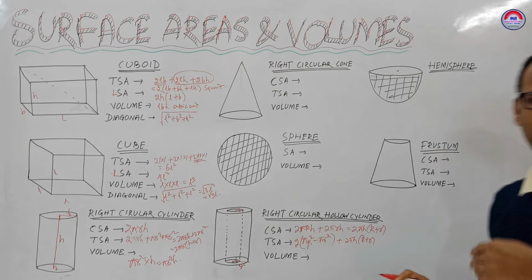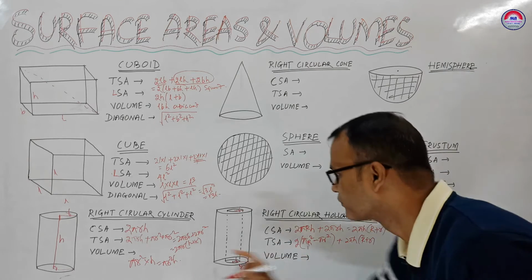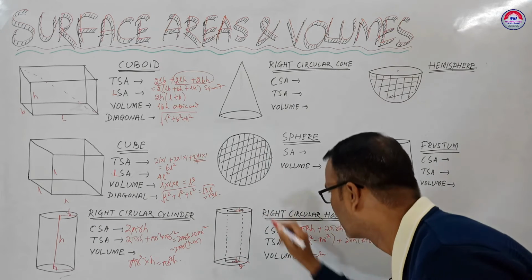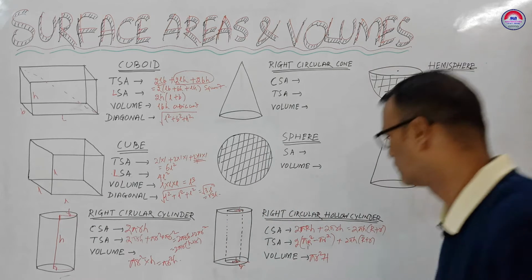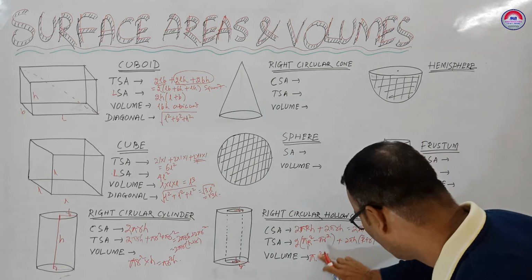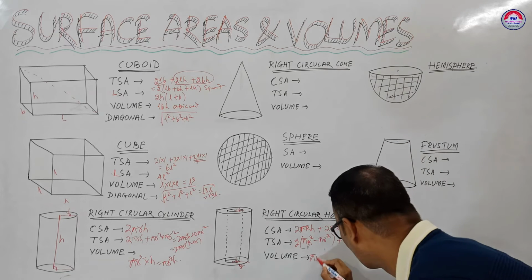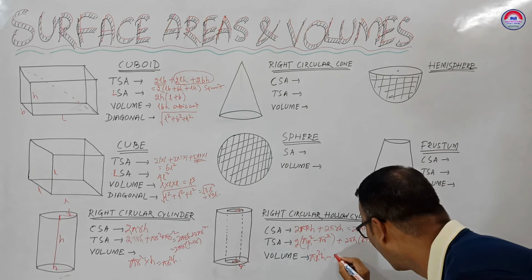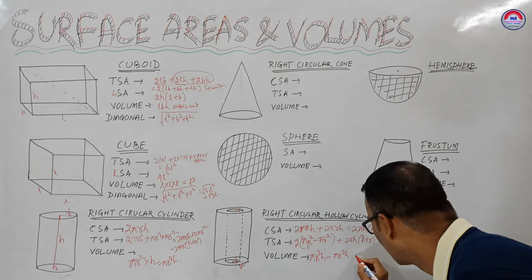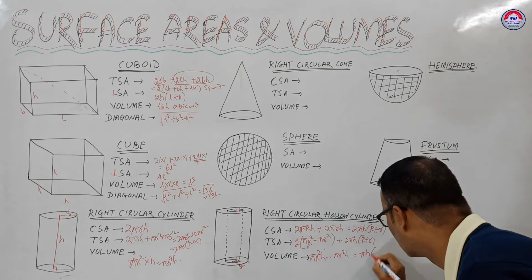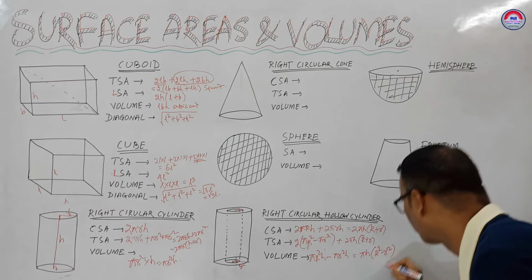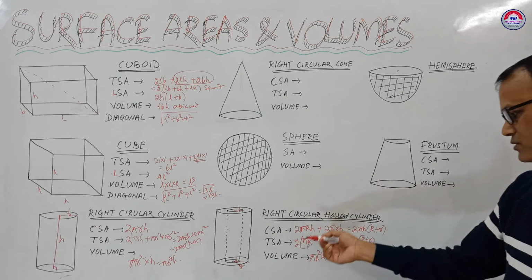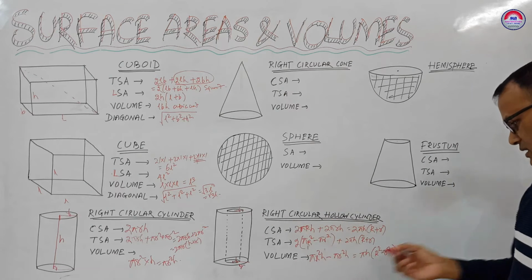Then volume. How to find the volume? Volume, you know, the volume of the cylinder is pi r square h. So pi capital R square h minus the inside volume pi small r square h. If you take pi h common, then it will be capital R square minus small r square. This is the right circular hollow cylinder volume. Curved surface area, total surface area, and this volume.